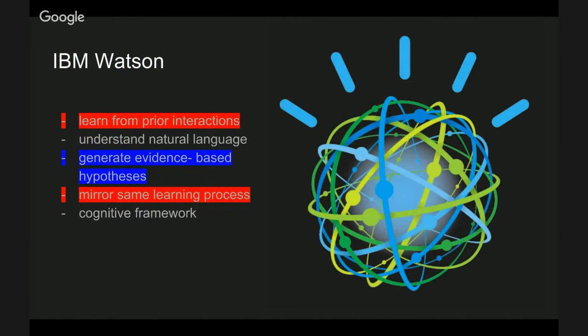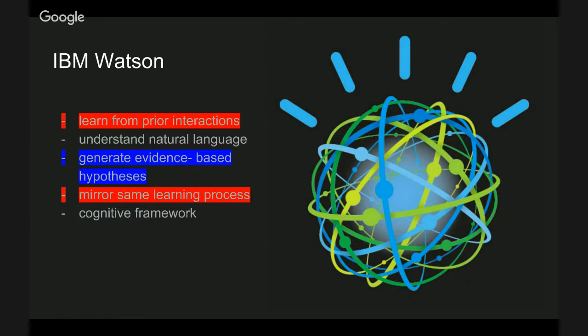The most famous example of cognitive computing is IBM Watson. IBM Watson is described as capable of getting smarter. It's able to learn from prior interactions, and it can understand natural language and generate evidence-based hypotheses. Watson is built to mirror the same learning process that we have through cognition.